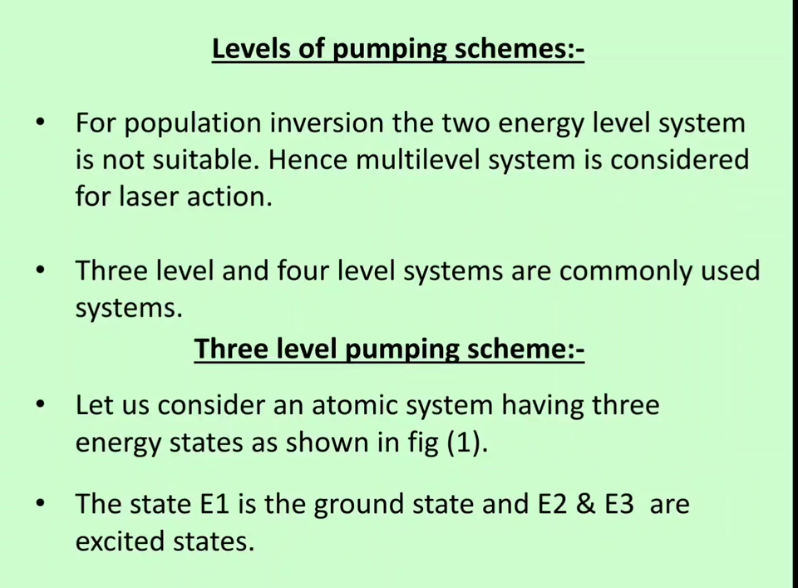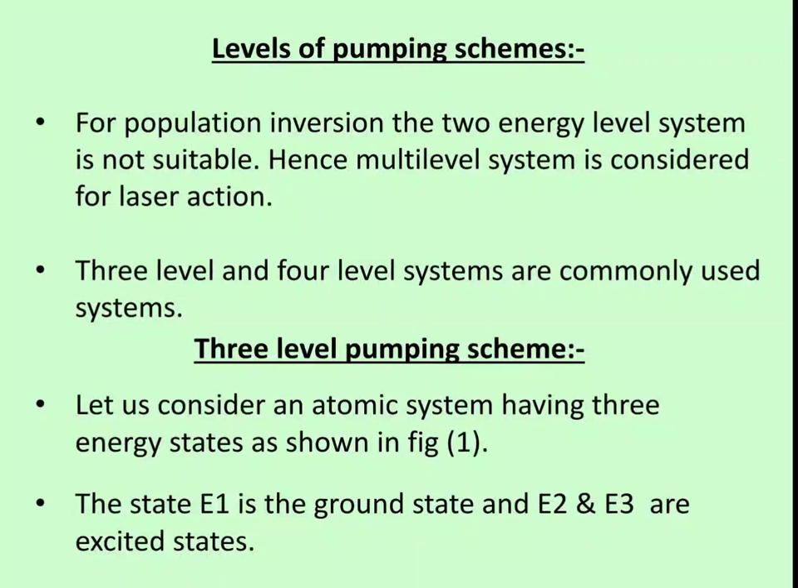Depending upon these lasers, we have to study the pumping schemes. In these 2 types of lasers, there is a 3 level pumping scheme for ruby laser and a 4 level scheme for helium neon laser. Before discussing the types of lasers, we have to know about the levels of pumping schemes, that is 3 level and 4 level. So let us discuss the levels of pumping schemes.